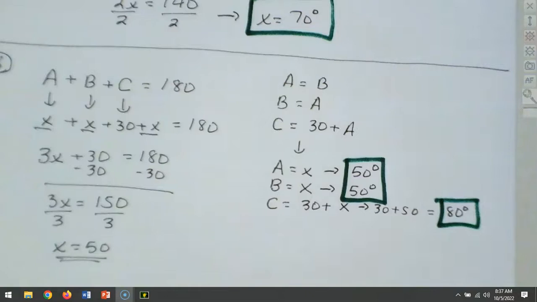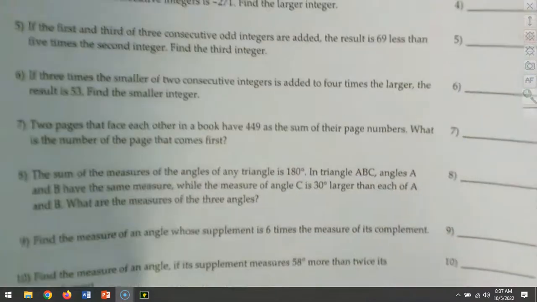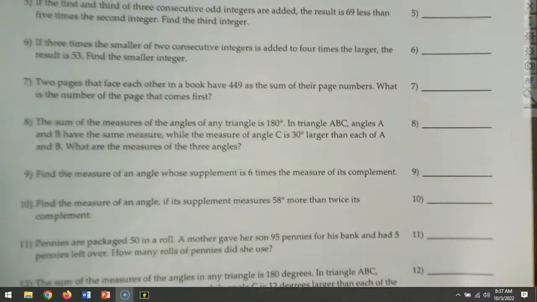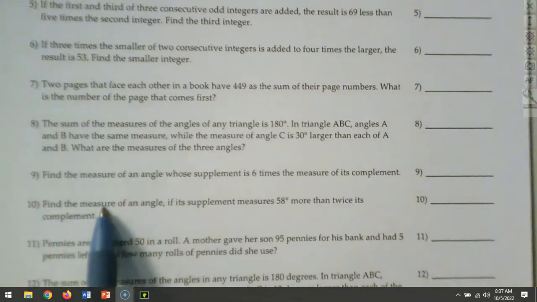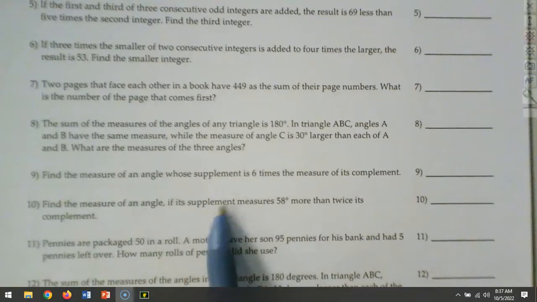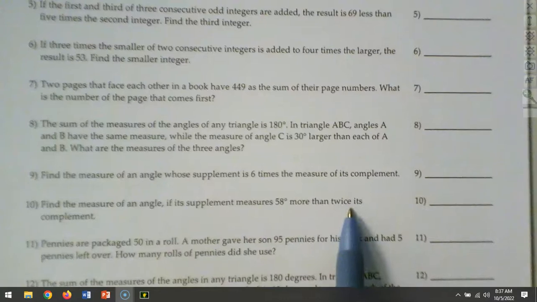Okay, let's look at 10 next. I'm not going to completely work out 10, but I'm going to set up the equation, and then I'm going to leave it for you to solve. Now, this one again is a supplement and a complement problem. Question 10. Find the measure of an angle if its supplement measures 50 degrees more than twice its complement.